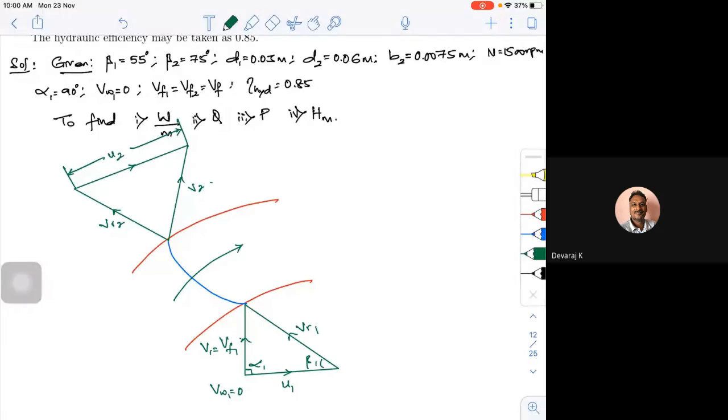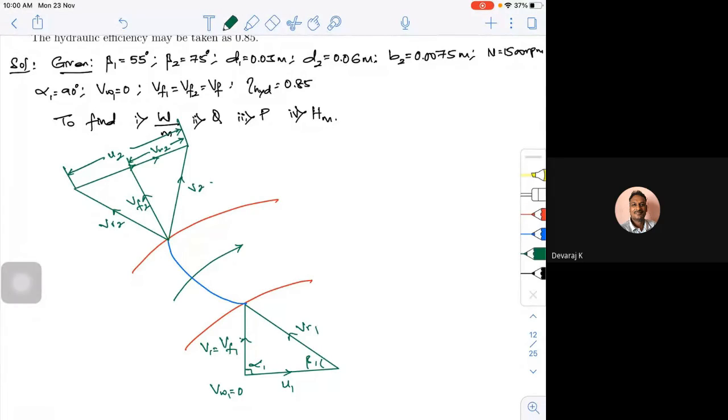So one being the flow component. This will be my flow component, which is VF2, and I have my VW2. So this will be my VW2. This is my component of whirl velocity at the exit.